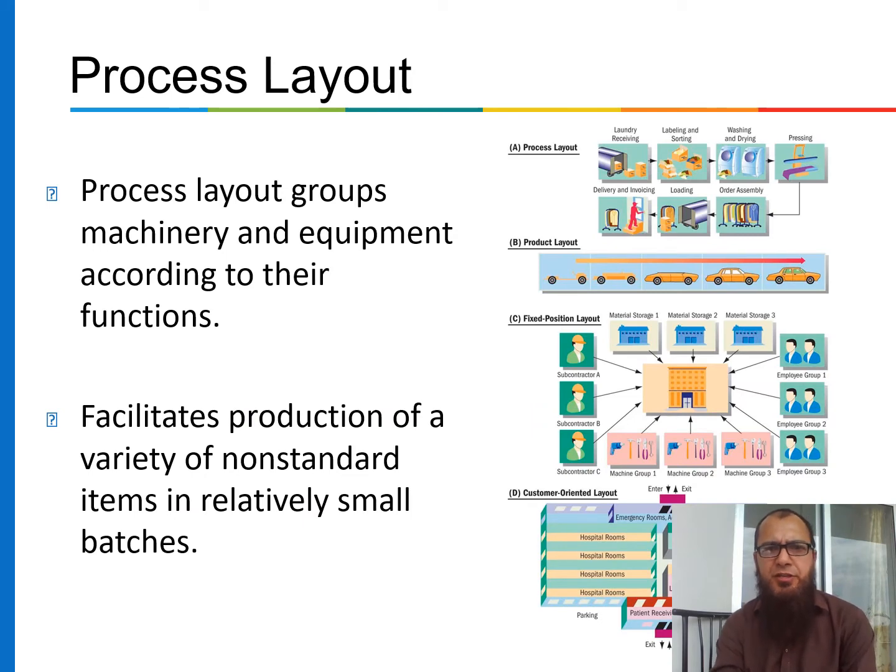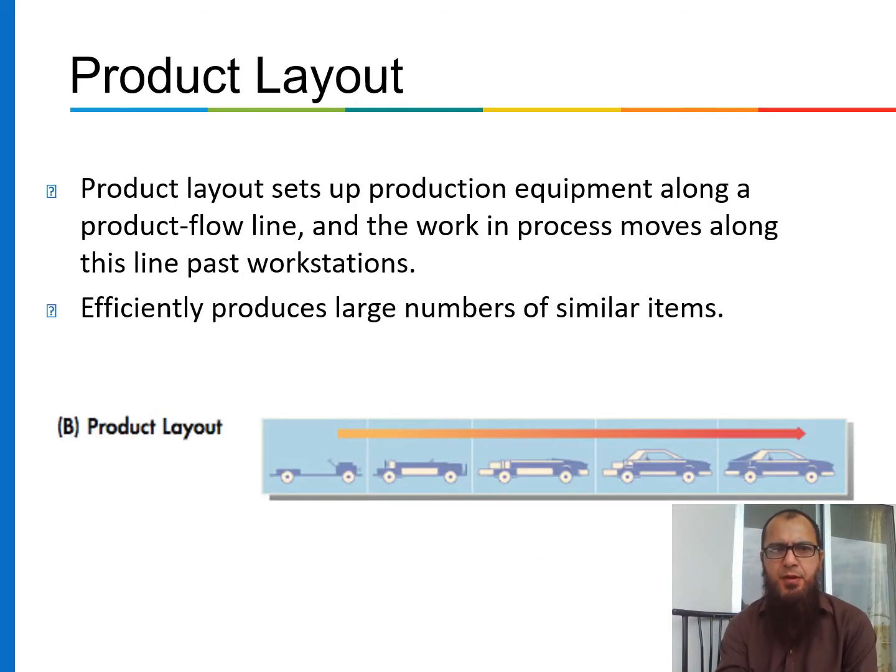Process layout. In the process layout, the work in process moves around the plant to reach the different workstations. Process layout groups machinery and equipment according to their functions, and facilitates production of a variety of non-standard items in relatively small batches. Product layout. Product layout sets up production equipment along a product flow line, and the work in process moves along this line past workstations.